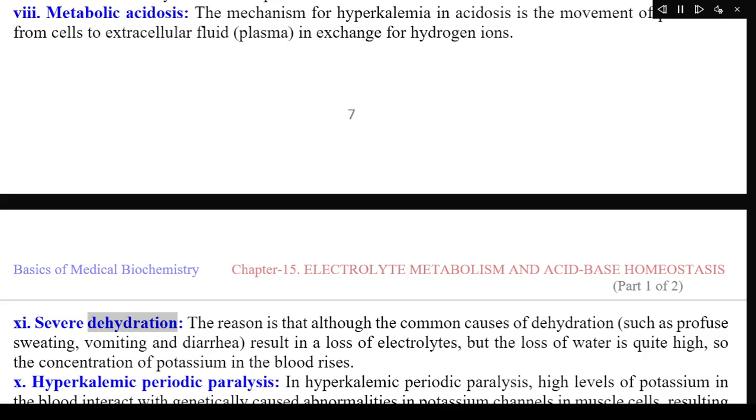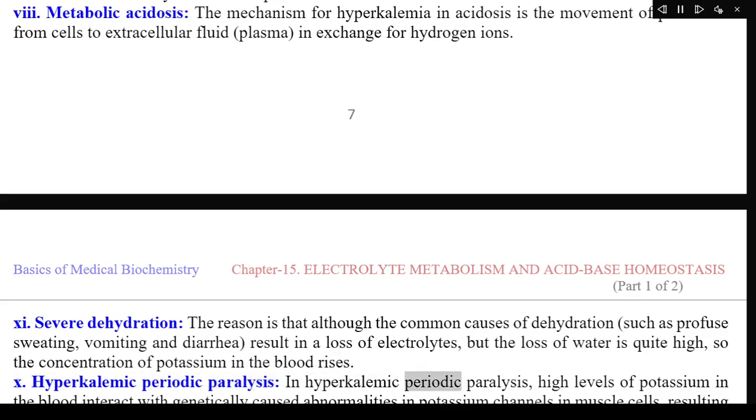9. Severe dehydration. The reason is that although the common causes of dehydration, such as profuse sweating, vomiting, and diarrhea, result in a loss of electrolytes, the loss of water is quite high, so the concentration of potassium in the blood rises. 10. Hyperkalemic periodic paralysis.